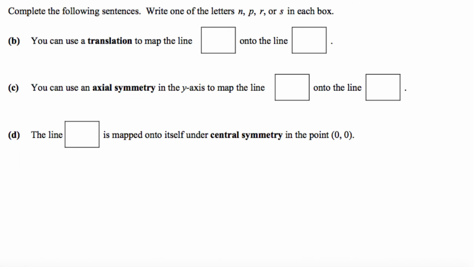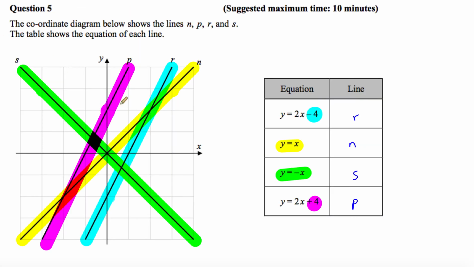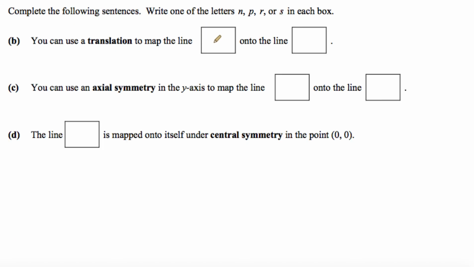Okay, complete the following sentences. Write one of the letters N, P, R or S in each box. You can use a translation to map the line blank onto the line blank. So a translation is when you just move an object and you don't rotate it, or it doesn't undergo any symmetry of any kind, it's just a movement. So if we go back here, a movement without rotation or anything, you can see that the line P, if you moved it down, would map onto the line R, or vice versa, R would map onto P by translation. So we can say here that the line R would map onto the line P.